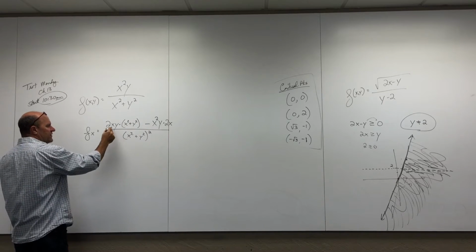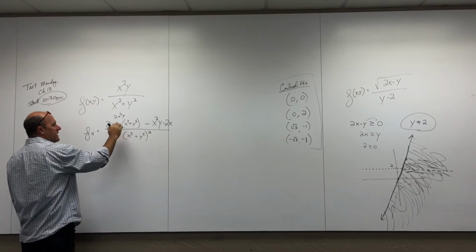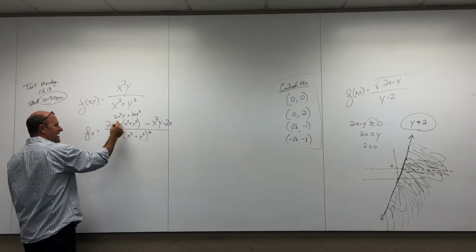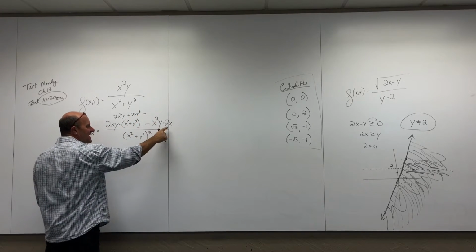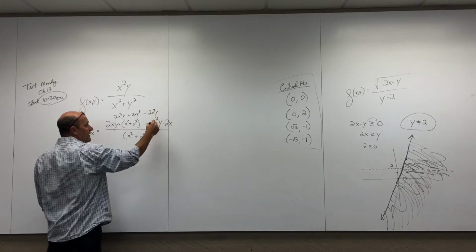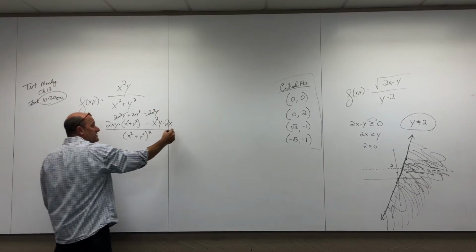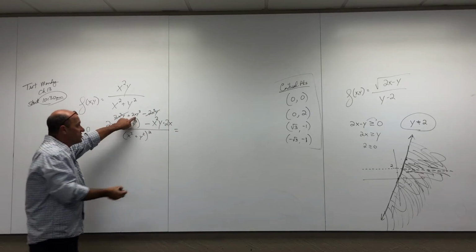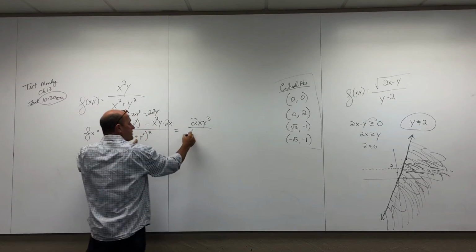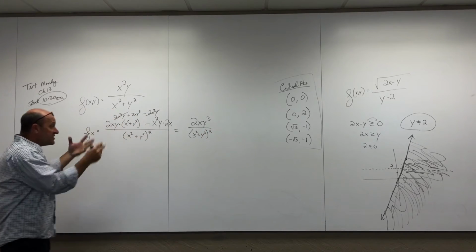If I distribute this, it's a 2x cubed y plus a 2xy cubed. That's what happens when you distribute it. Minus this 2x cubed y. So that's completely gone, and my final answer, I'm left with this term, 2xy cubed over this. And that's just the fx.